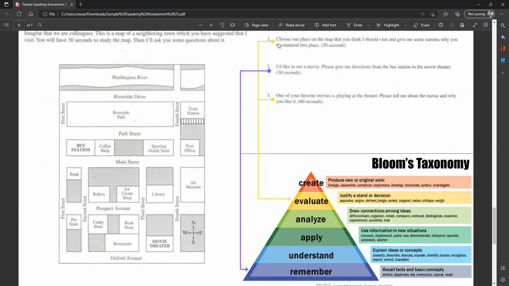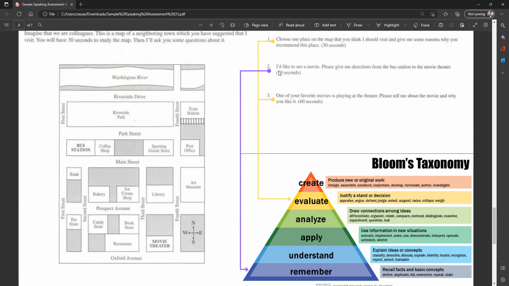So question 1 is: choose one place in the map that you think I should visit and give some reasons why you recommend this place. So for question 1, it is aligned to the evaluation level, as it is asking the assessee to justify why they would recommend the place that they selected.